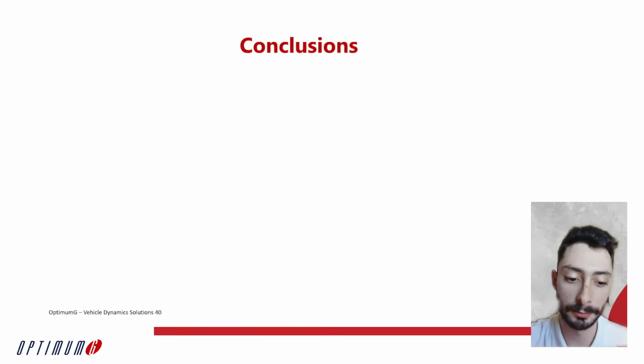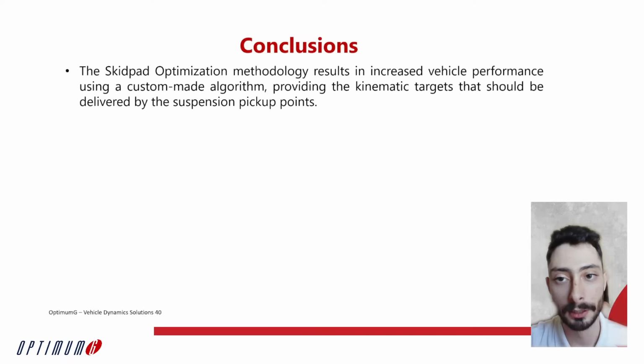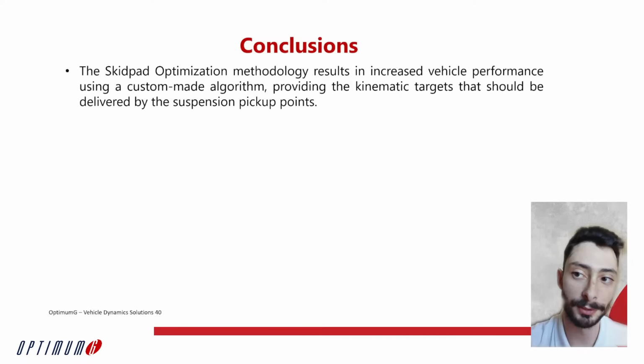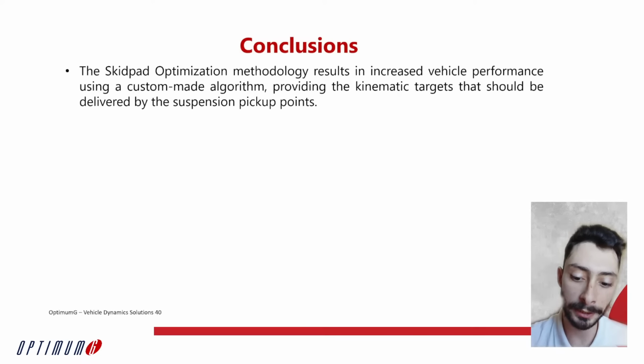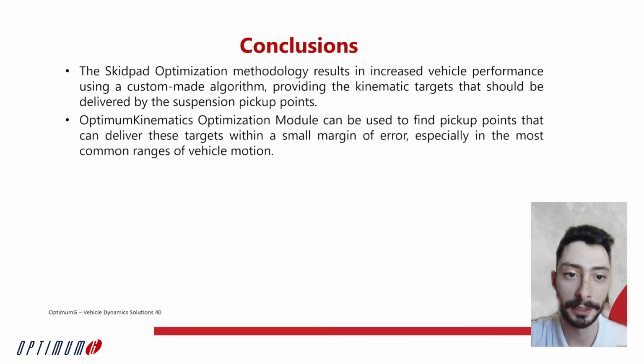So just going over some of the conclusions that we have from this study, from this simulation and optimization methodology that we have developed. We can conclude that this methodology does result in increased vehicle performance. As we saw in the beginning, the lap times of our optimized car are markedly faster than the baseline suspension. And also that OptimumKinematics is able to deliver the different pickup points that will get as closely as possible to those kinematic targets within a small margin of error.